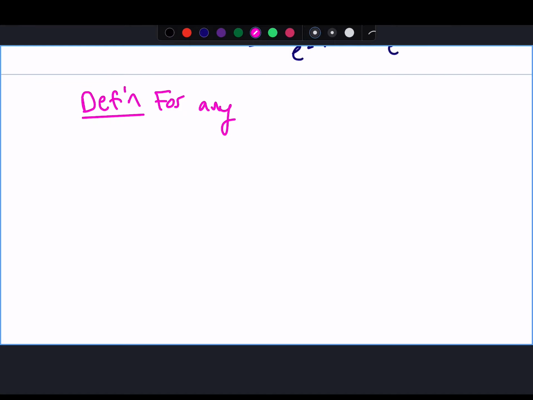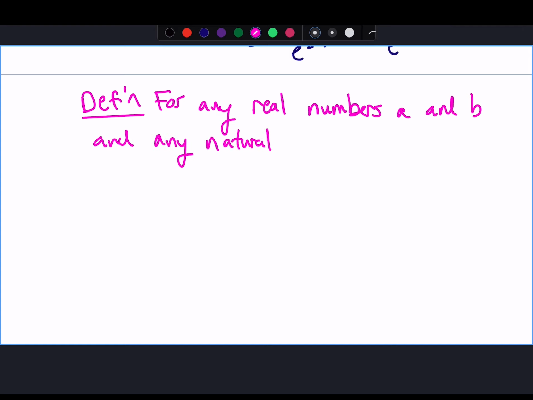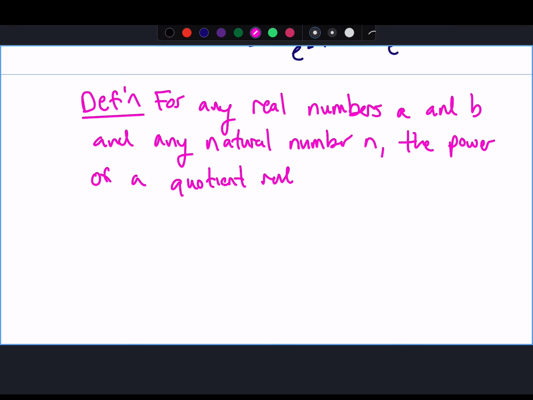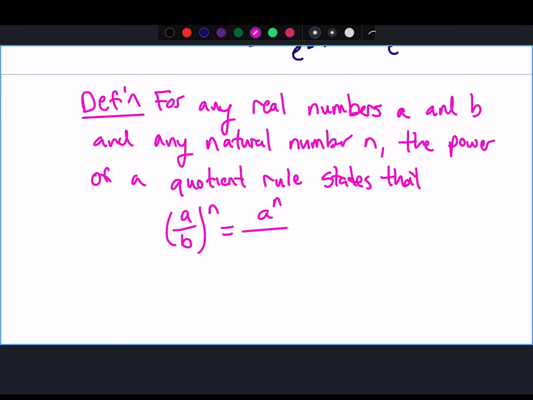So for any real numbers A and B, and any natural number n, the power of a quotient rule states that if I have a quotient, a over b, raised to the n power, then I can still distribute that exponent to the inside, and we get a to the n over b to the n.